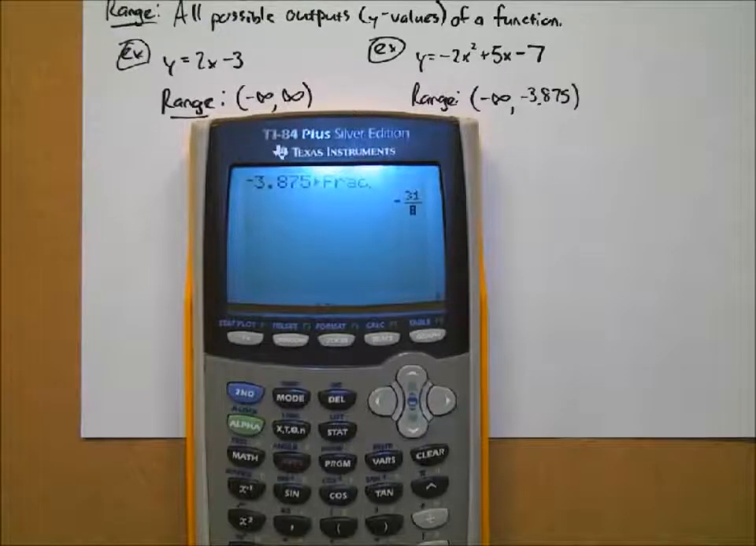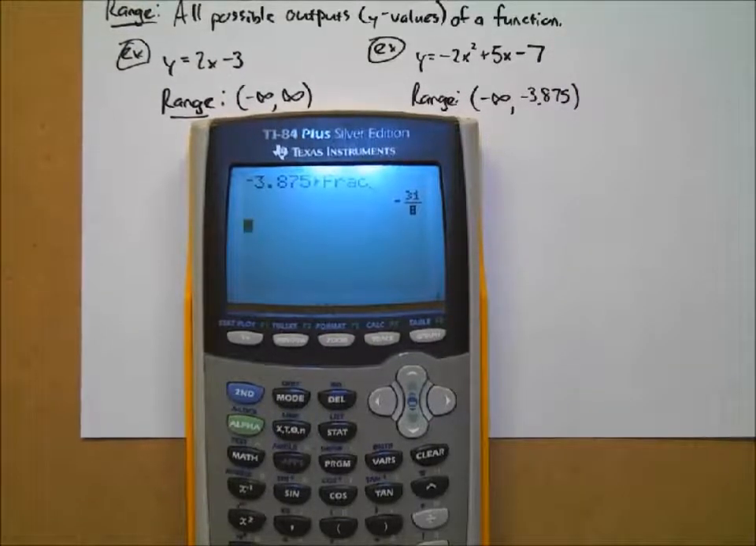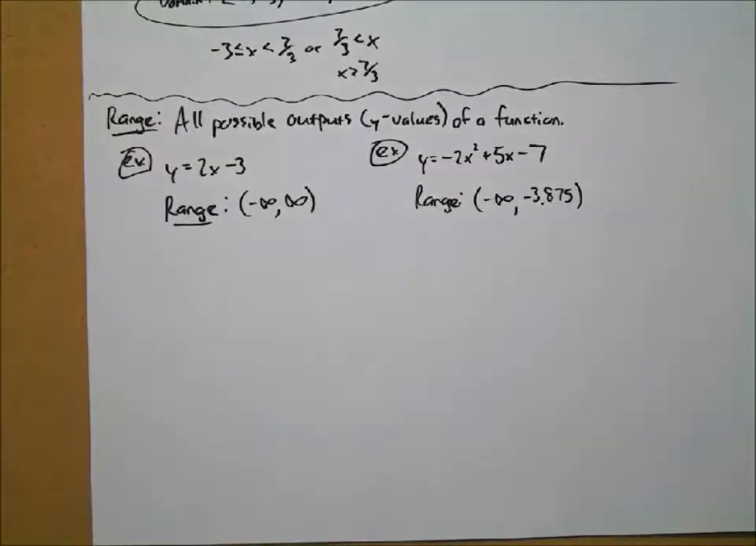Why wouldn't it be just negative 7? Explain to me why you think it wouldn't just be negative 7. Because there's just a minus 7 at the end. It's like a transformation is what you're saying, right? Yeah, okay. So that's a great question.